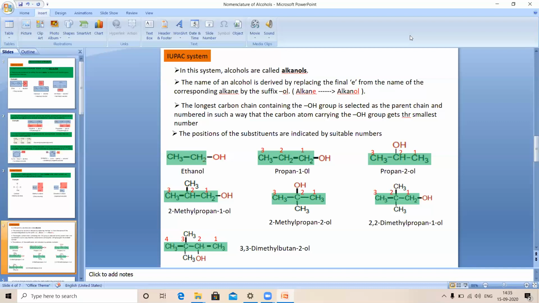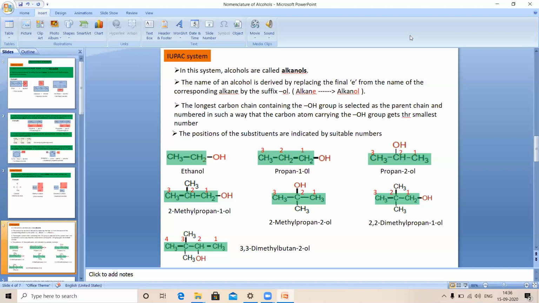Next example, CH3, CH3OH. So at carbon number 2, two substituents, two methyl groups, are present. So instead of 2-methyl, 2-methyl, we write the word "di". So 2,2-dimethylpropan-1-ol. That is the IUPAC name of this compound.